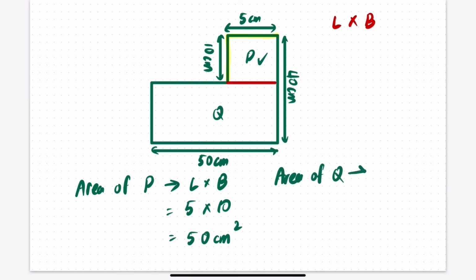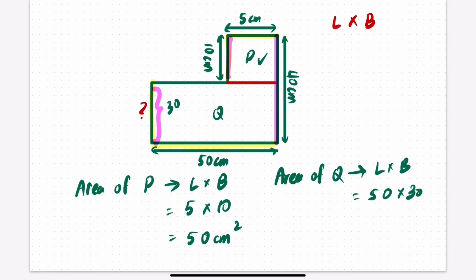Area of Q, it's length times breadth. Length is 50. What is the breadth? Can you find that out? Remember in the perimeter just now, I told you that if this is 10 and this is 40, then what is this? It's 30, isn't it? So I'm going to write down this is 30. So length times breadth, that will give me 50 times 30.